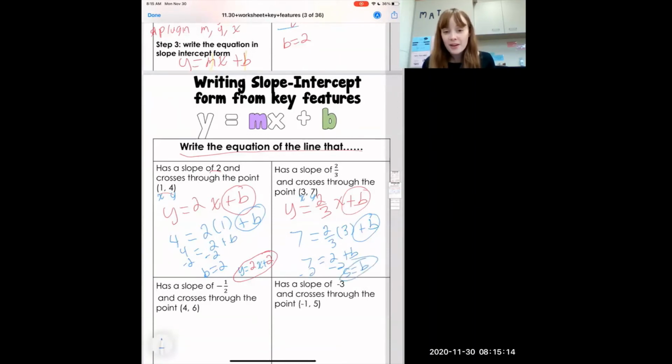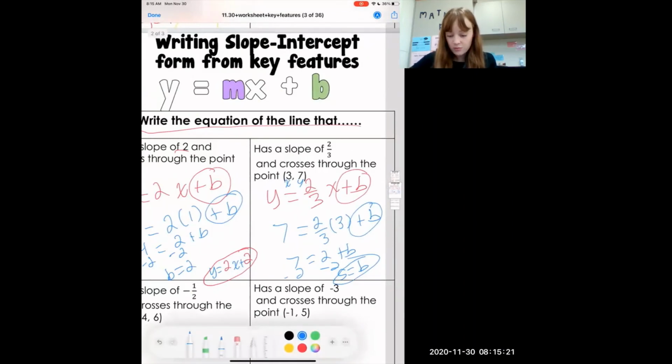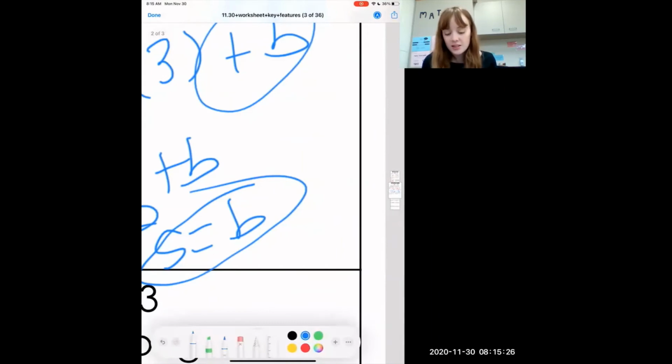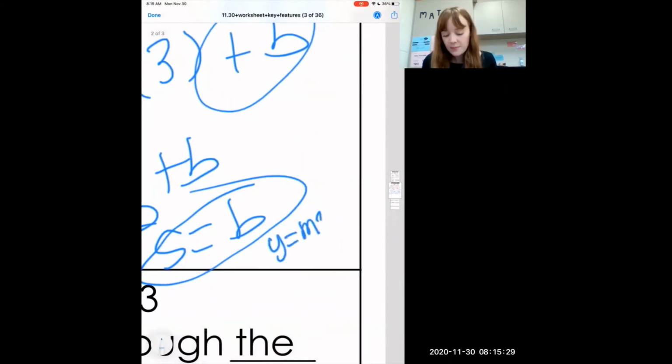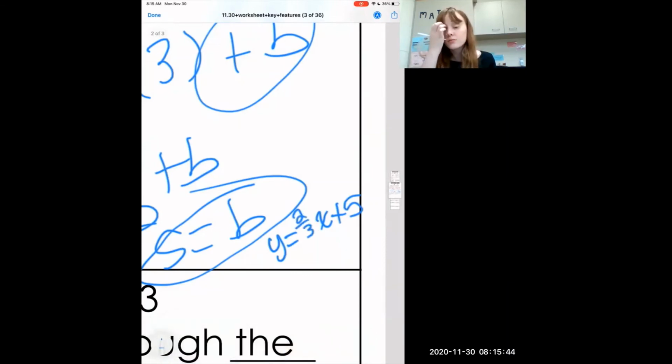Unfortunately, that's not my final answer. My final answer needs to be the equation. I did not give myself enough space for that, so I'm going to zoom in. The equation needs to be in the form of y equals mx plus b. We just found out that our b was positive 5. And we knew our slope, our m, was positive 2/3. So that's how we write our final equation. We replace the m and the b, and that's it.